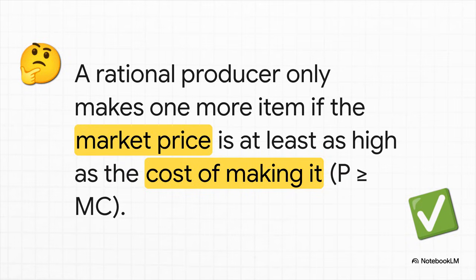So let me ask you this. If it cost you $18 to make the 160th widget, would you bother making it if you could only sell it for 17? No way, you'd lose money on it. You'd only make that widget if the market price was 18 or higher. And that right there is the absolute heart of the production decision. You only produce if the price is bigger than or equal to the marginal cost.